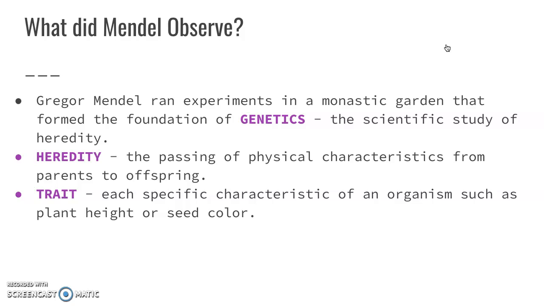All right. So heredity is just the passing of physical characteristics from parents to offspring. And when we're talking heredity, we are talking about traits, and traits are each of the specific characteristics that an organism has, such as plant height or seed color when you're talking about plants. When you're talking about humans, this is anything from eye color, hair color, height, body type. All of that are different traits that we have.